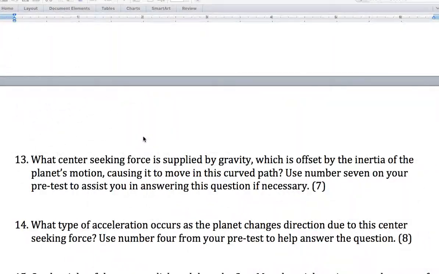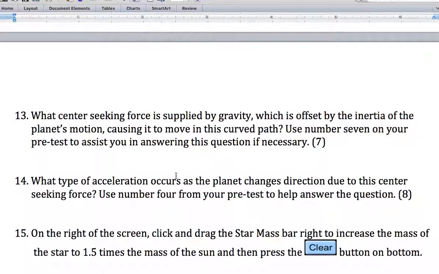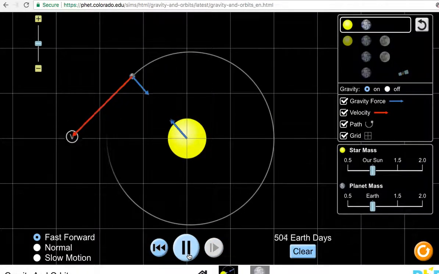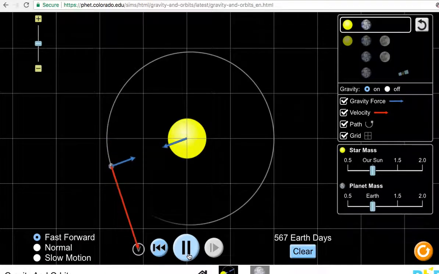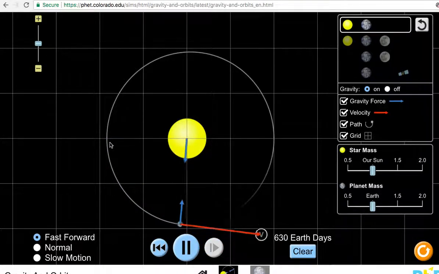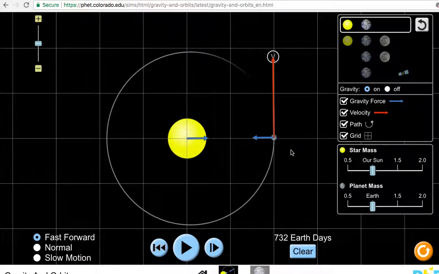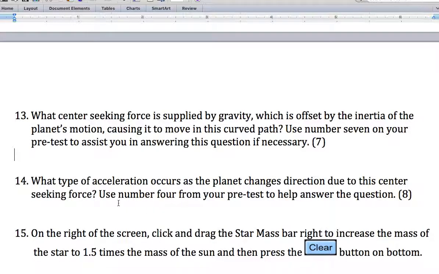Okay, so back to the instructions here. What type of acceleration occurs as the planet changes direction due to the center-seeking force? So this motion that we have here, where the speed isn't really changing, it does change depending on where it's at in its orbit, but when you have a constant change in direction due to the center-seeking force and the object's inertia, we call that centripetal acceleration. So that's the answer to your next question.